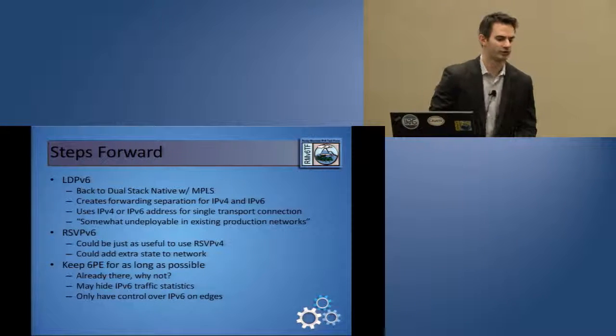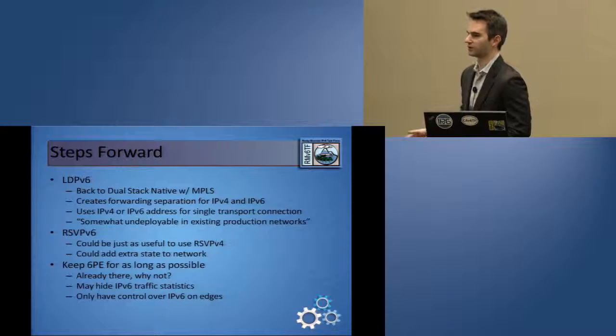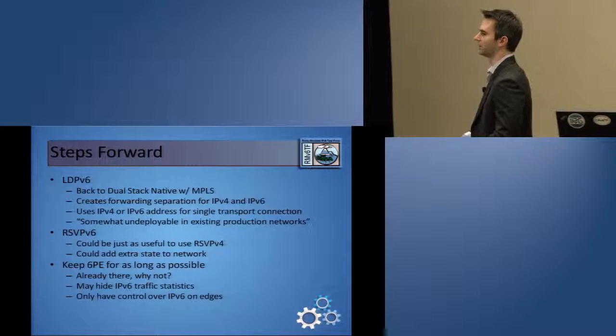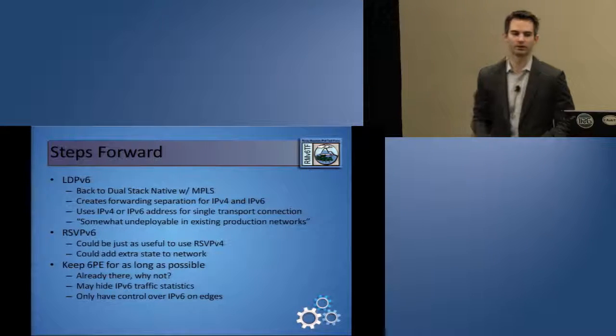And you also only have control of IPv6 on the edges, so that's any policies, whether in BGP, any access lists. It's only there, and basically once you send it across your network, you can't do anything with it until it's on the other side.